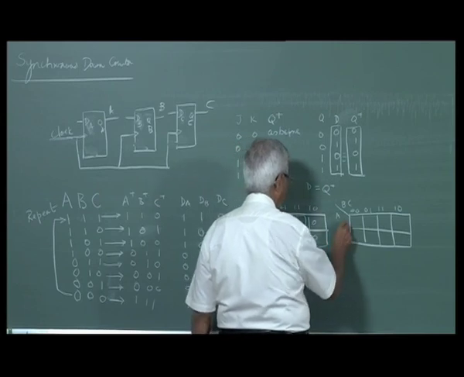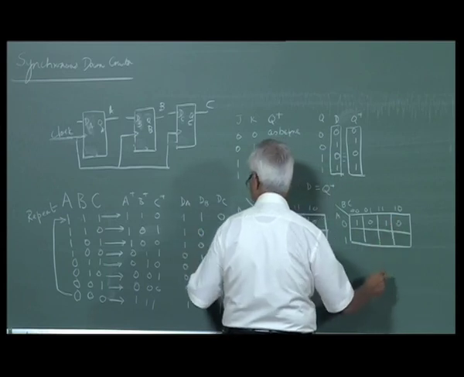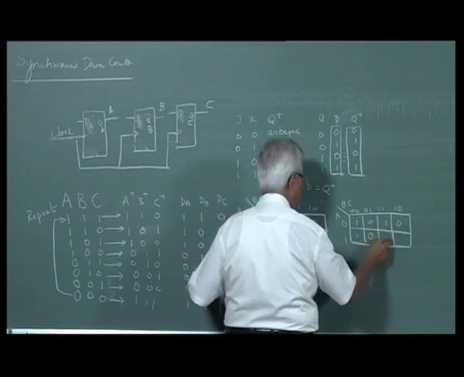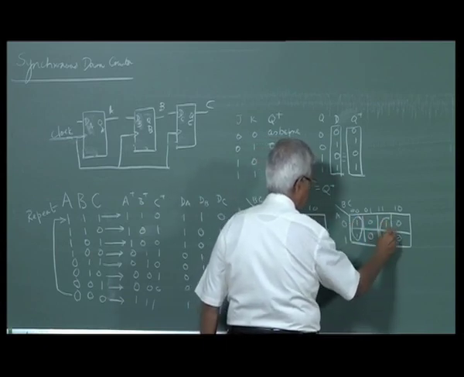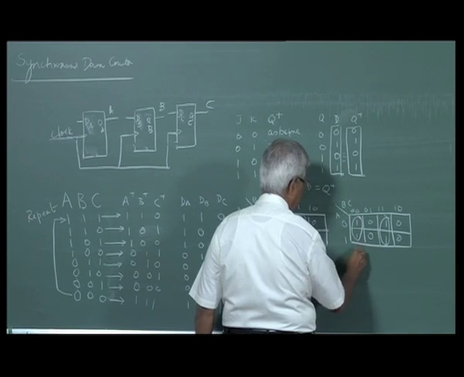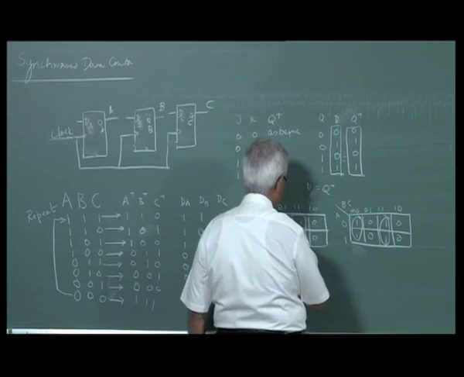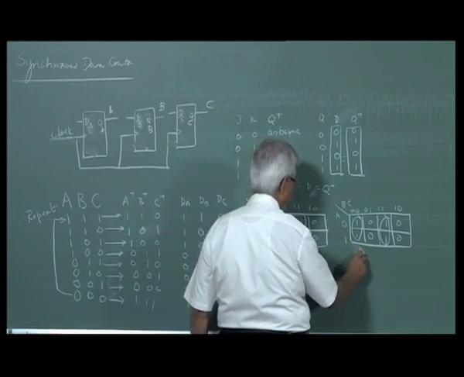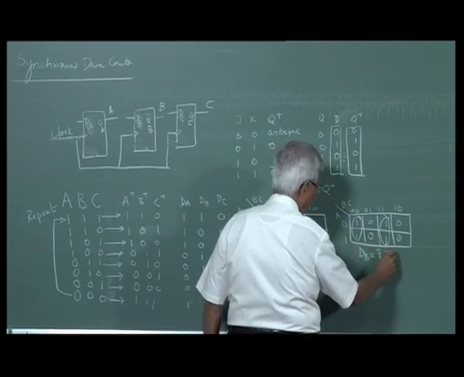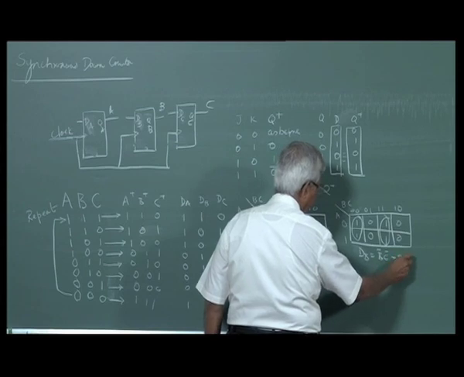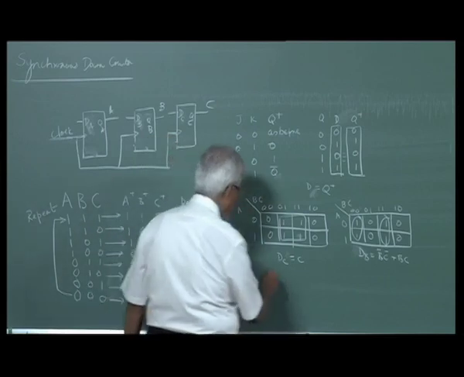This would be 1 0 0 1 1 0 0 1. This is this or this. This is QB, TB will be... this is DA, DC, this is DB. DB will be B bar C bar or BC. And then the last map will be DA map.